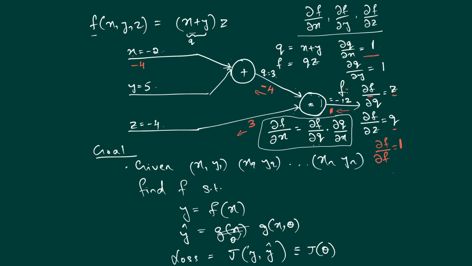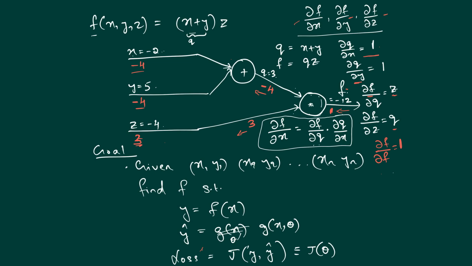Now with y, similarly, we have del q by del y is 1, and then we have minus 4 flowing in, so 1 multiplied by minus 4 is here. And lo and behold, this 3 is already here. We have all the values: del f by del x, del f by del y, and del f by del z. All of these 3 are now here, well, this is not z, this is 3. And this is what we set out to calculate.